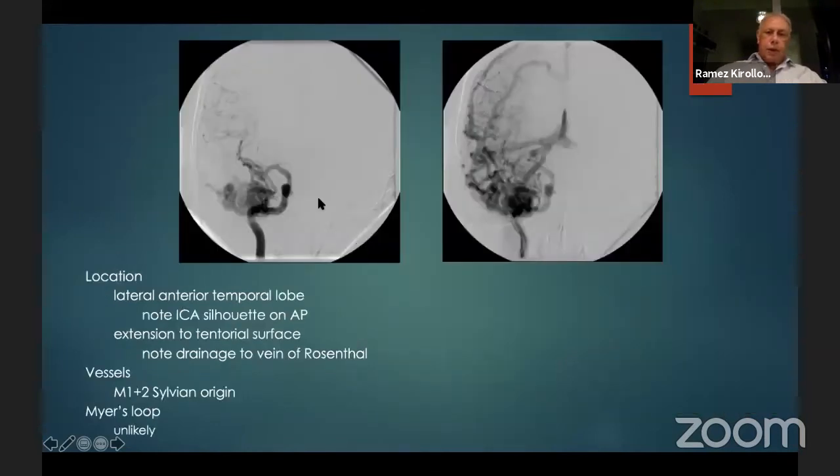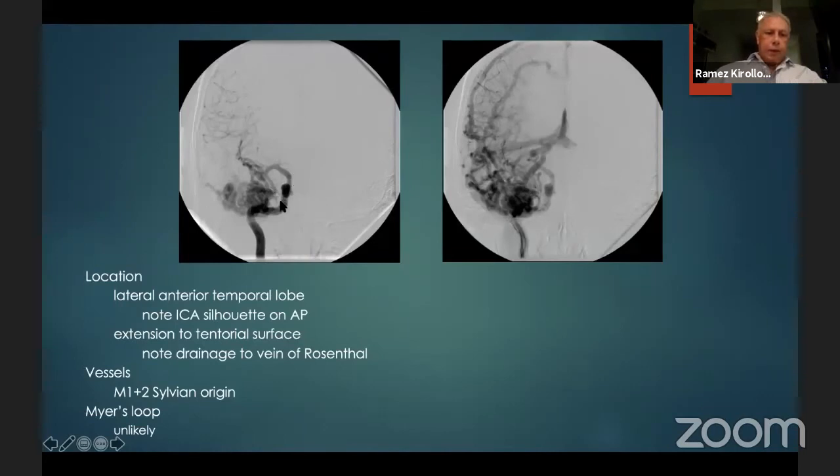This one is another one, and just looking at the AP, it's getting blood supply from the M2 lower trunk. So this is an anterior lateral temporal AVM. But look at the angiogram and the wealth of information. It is draining to the vein of Rosenthal. That means this AVM is extending to the tentorial surface or inferior surface of the temporal lobe. Otherwise, it won't drain deeply.